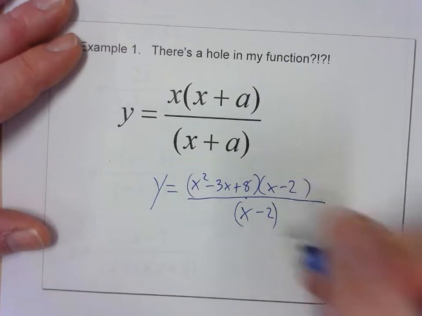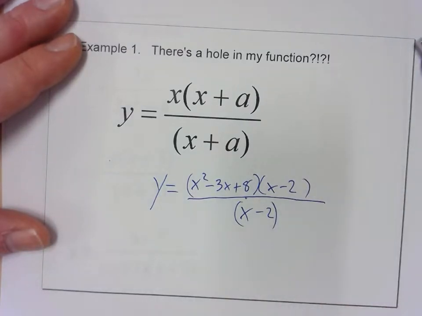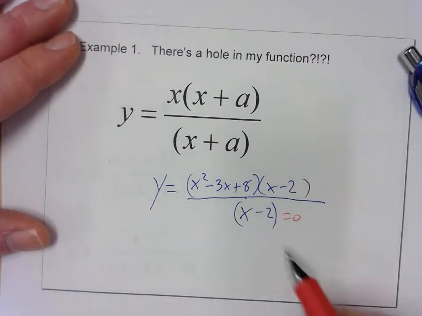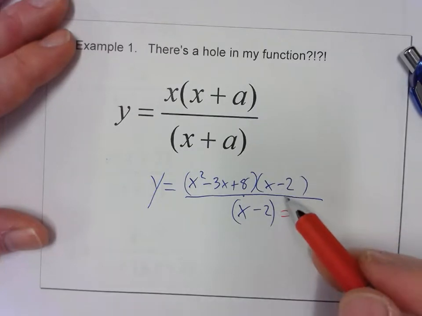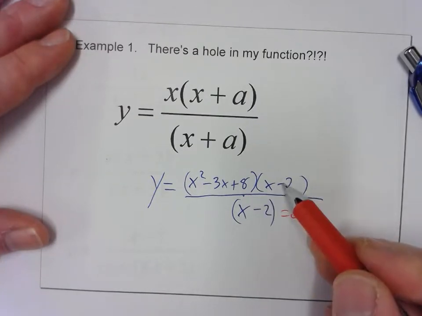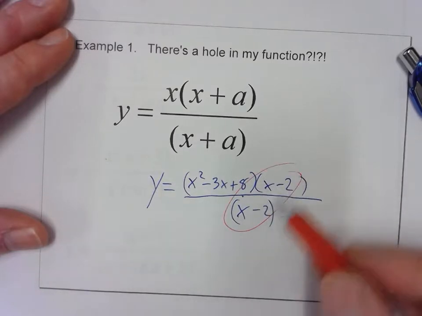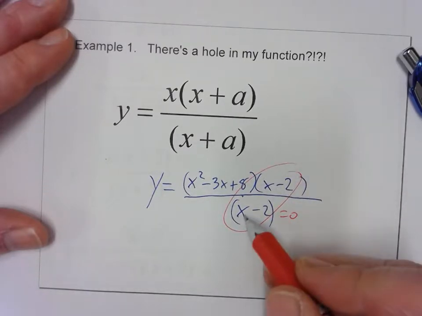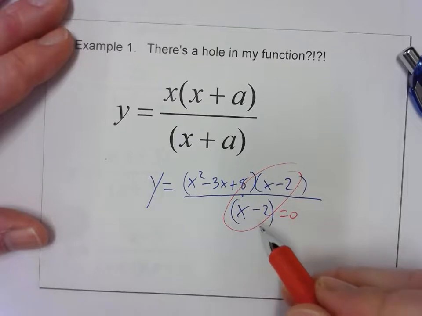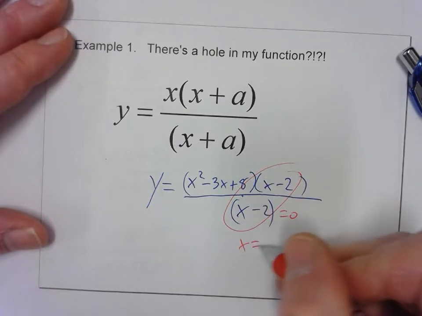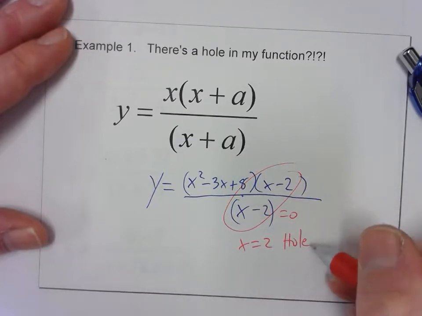Now, when I set the denominator equal to 0, I'm not really finding a vertical asymptote. I'm finding really just where the hole is, because the same thing divided by the same thing is 1. So it didn't put a vertical asymptote at 2, it put a hole at 2. So at x equals 2, there's a hole in the function.